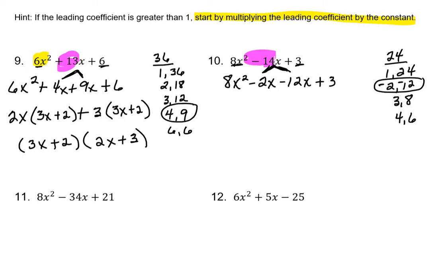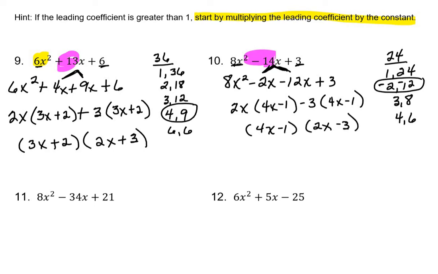Now I'm going to group these first 2 terms together, factor out a common factor of 2x. Group the second 2 terms together and factor out a 3. Now I have 4x minus 1 in both sets of parentheses, so that gets factored out. And there's my final answer.